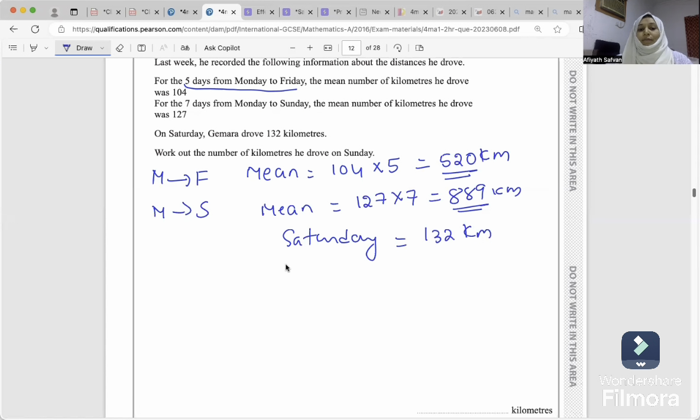Now work out the number of kilometers he drove on Sunday. So you want them on Sunday. Monday to Friday we got 520. Monday to Sunday, so all the days in a week, we got 889. So the total we have is 889.